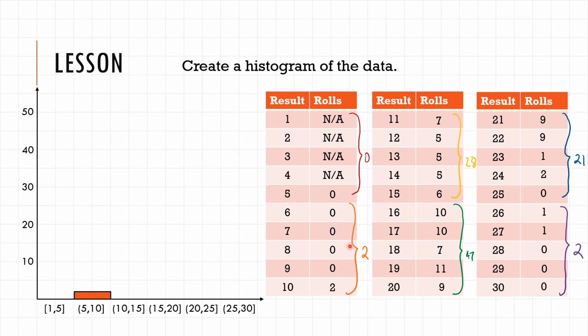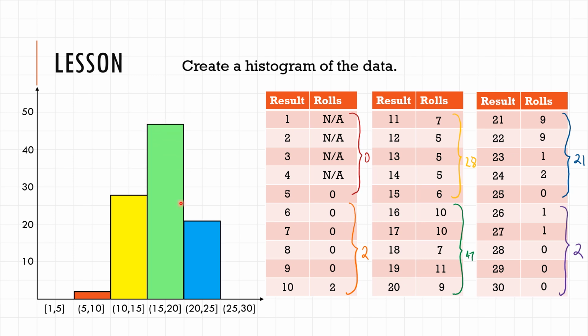This bar, 10 to 15, 28 times. So that's how big that bar would be. It would go to just under 30, about 28. 15 to 20 would be all the way up to here, 47 times. 20 to 25 would be up to here. I rolled those exactly 21 times, just a little bit higher than 20. And all the numbers from 25 to 30, how many times did I roll a number between 25 and 30? Just 2 times, 26 and 27. So that would be my bar there. This is how you create a histogram. So I'll leave you to create a frequency table of your data and then turn that into a histogram.